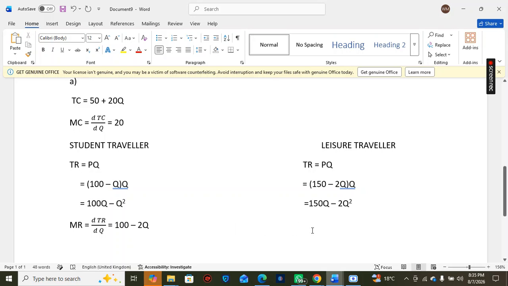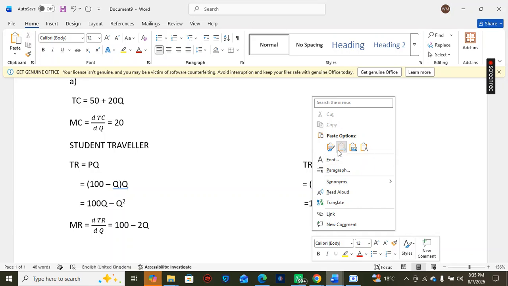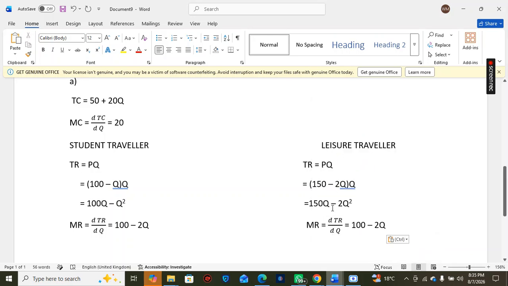And for the leisure travelers, when we derive 150Q, we get 150, minus, when we derive 2Q squared, we get 4Q.